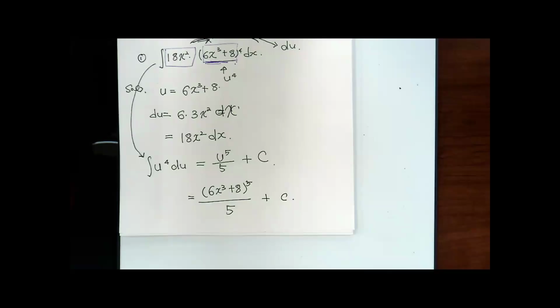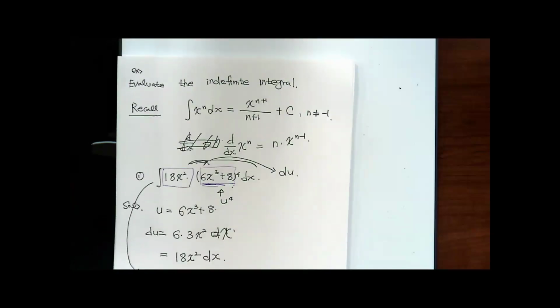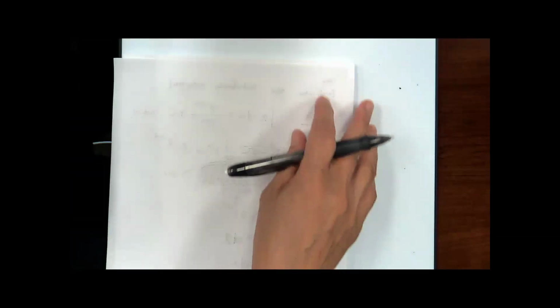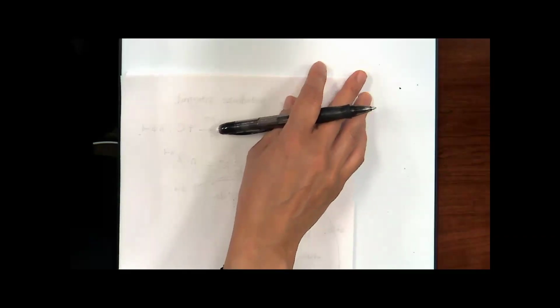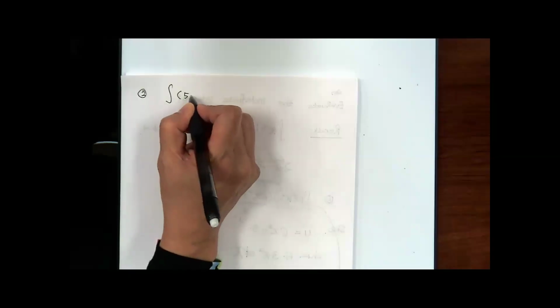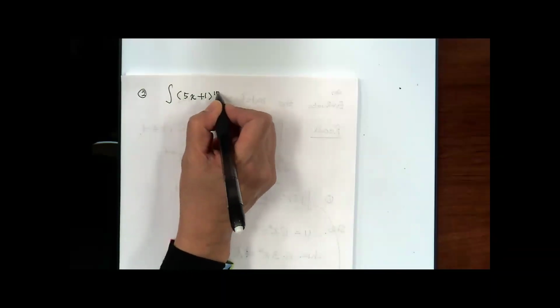Do you have any question? I think you're familiar with what I'm doing, right? The next one is the integration of 5x plus 1 to the 100th power dx. It doesn't have any function that is multiplied, but this is a complex function because of the power. You cannot expand that one by one. So we will use substitution.